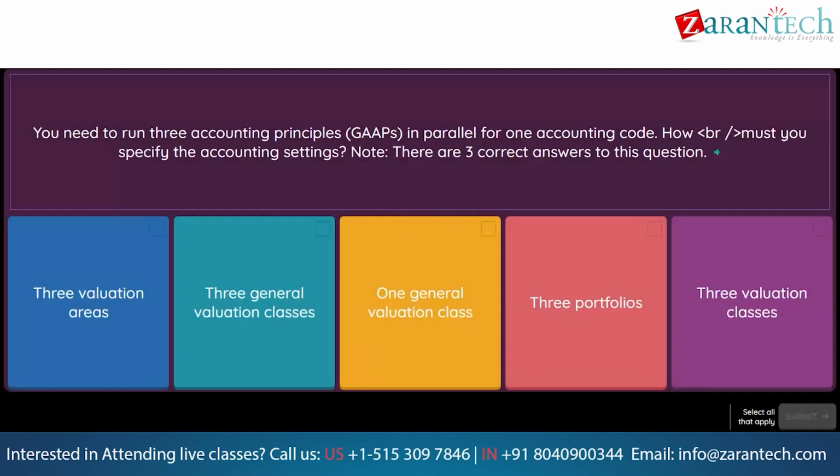Question, you need to run 3 accounting principles, GAAPs, in parallel for one company code. How must you specify the accounting settings? Note, there are 3 correct answers to this question. Option 1 3 valuation areas. Option 2 3 general valuation classes. Option 3 1 general valuation class. Option 4 3 portfolios. Option 5 3 valuation classes.